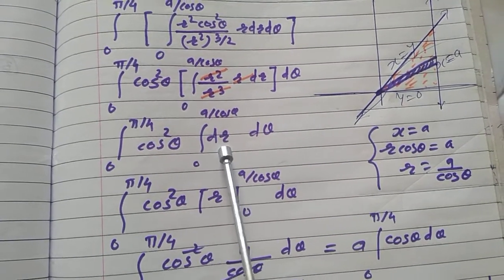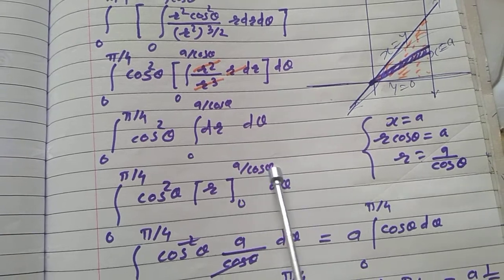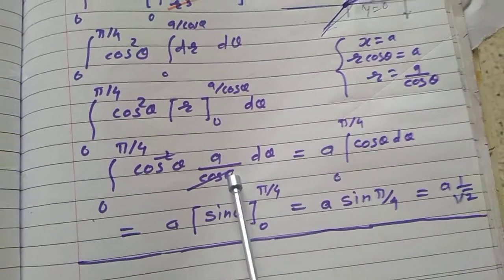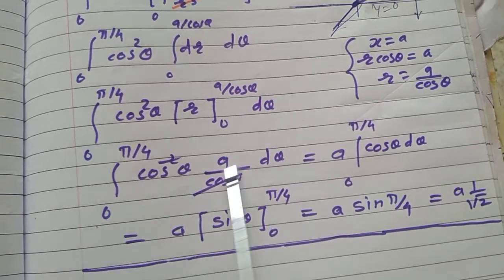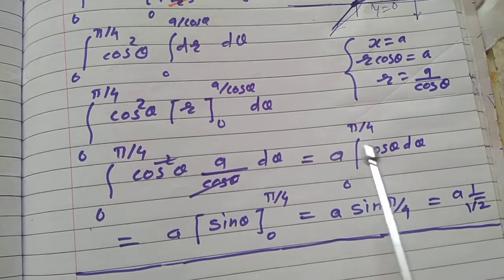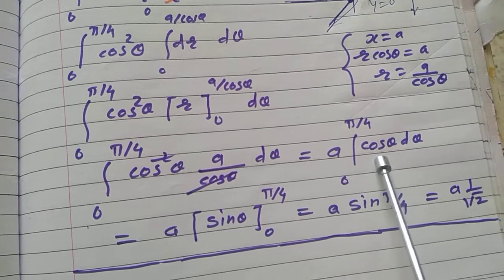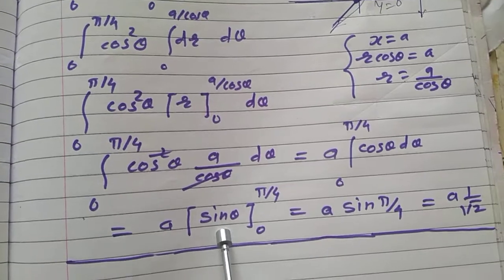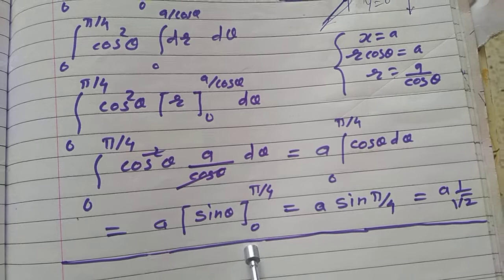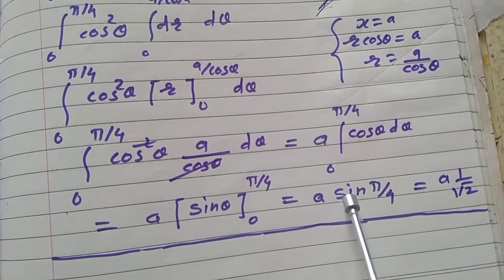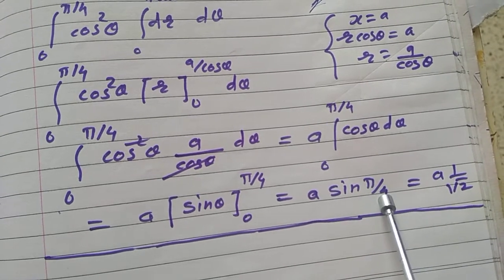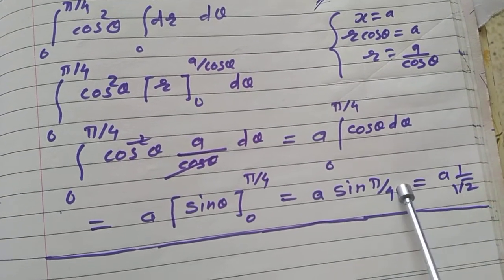So now what is integration of dr? R. Put a by cos theta. When I put a by cos theta, one cos theta cancels. So your answer becomes a cos theta d theta. Now a is constant, out of the integration. What is integration of cos theta? Sin theta. What is the upper limit? Pi by 4, and 0. So a sin pi by 4. What is sin pi by 4? It is 1 by root 2. And that's why my answer is a by root 2.